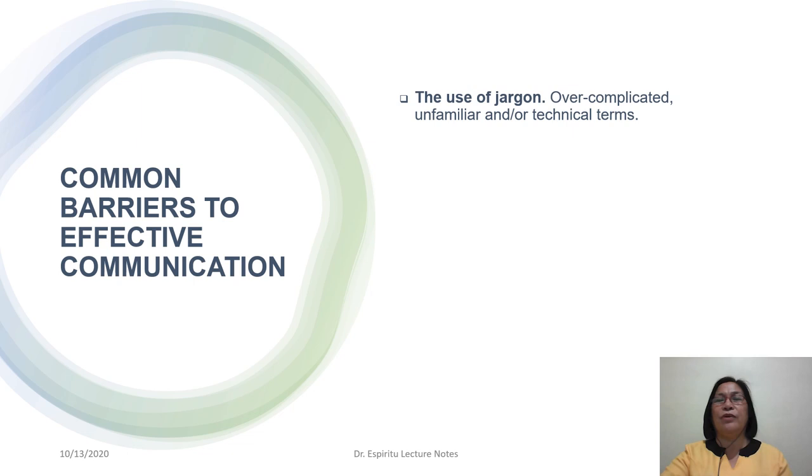So we have the use of jargon, overcomplicated, unfamiliar, and/or technical terms. Sometimes this happens in the class. You might not understand the word that your teacher is using, but actually it is something that you already know. It's the way the word is maybe pronounced or used that you might not be able to get what the teacher is saying.